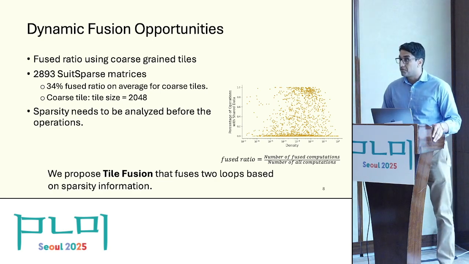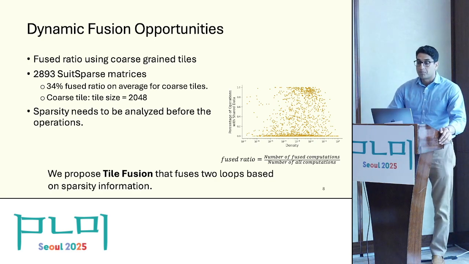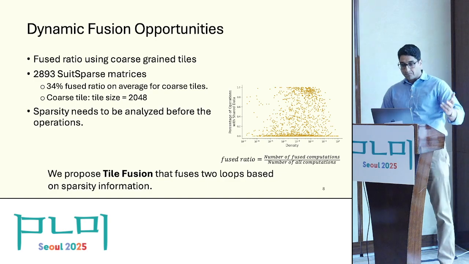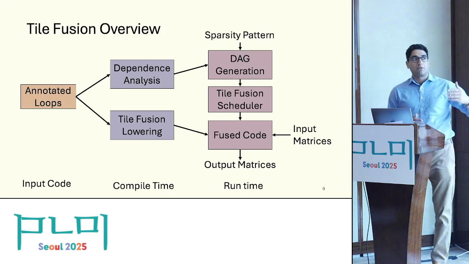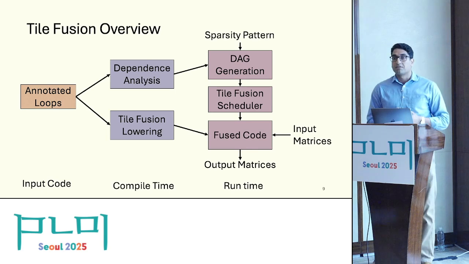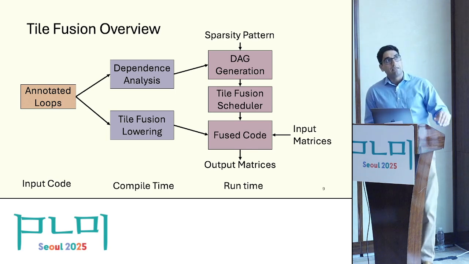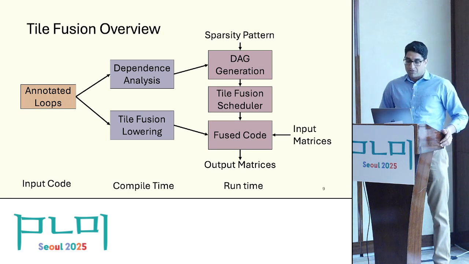So with that property, we were motivated to come up with a system that benefits from this partial fusion, and that's what we call tile fusion. We propose tile fusion, which has 2 components, compile time and runtime. It starts from an input code, ensures that the dependences are not violated, and finally the generated code is used to do the actual calculation.